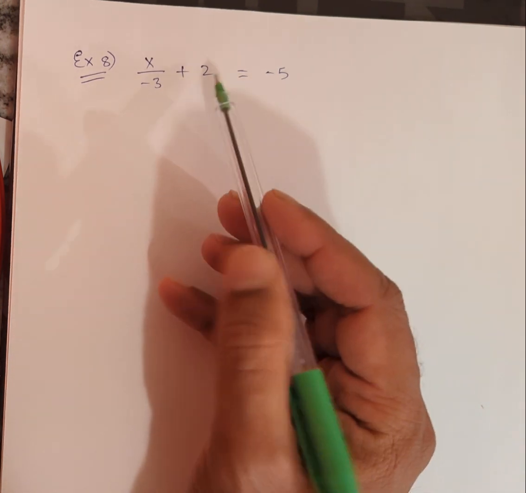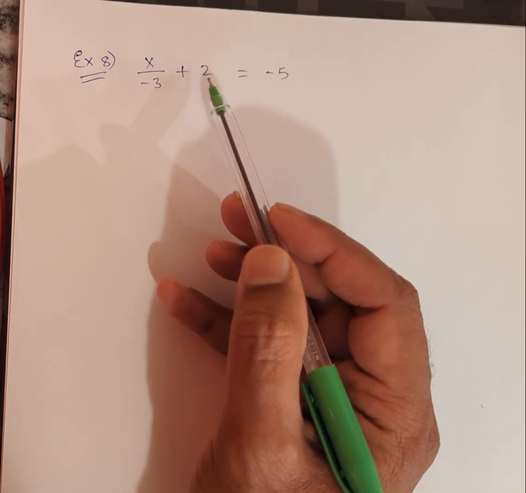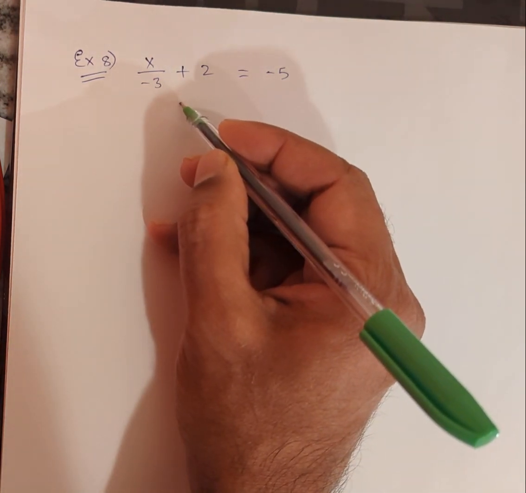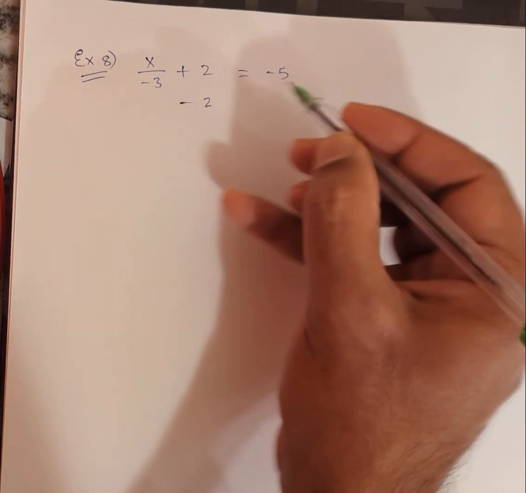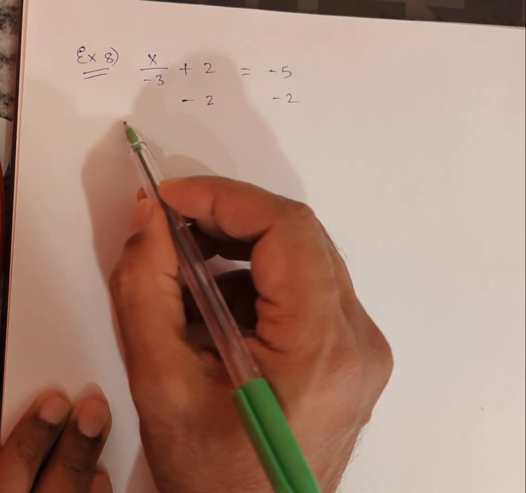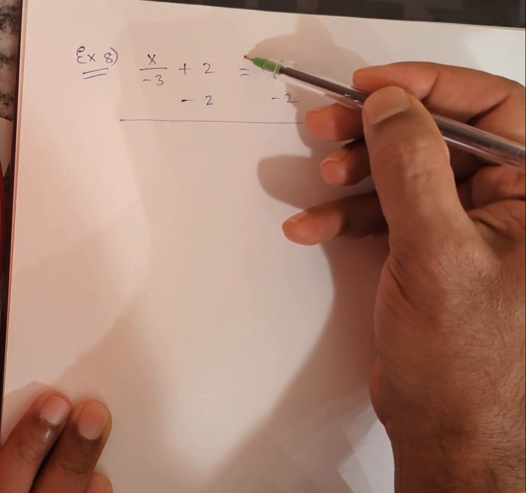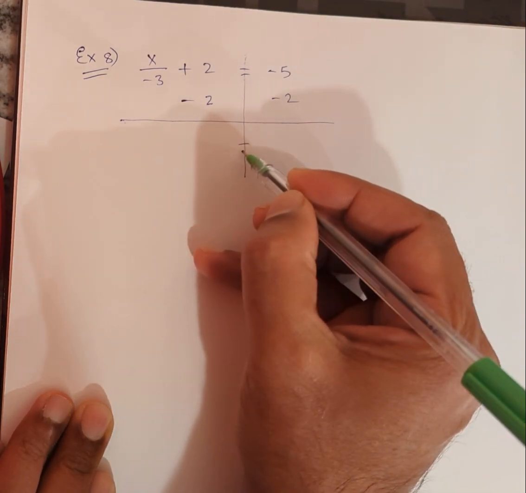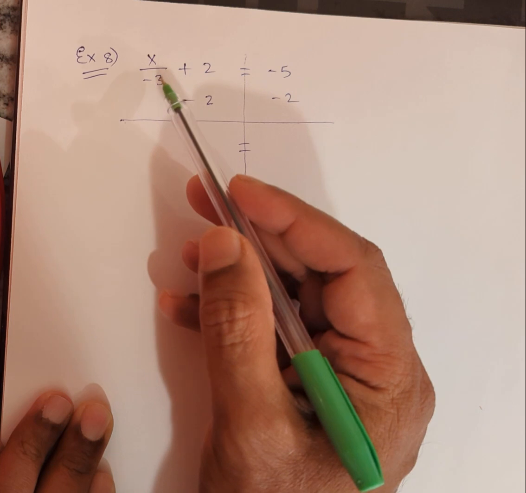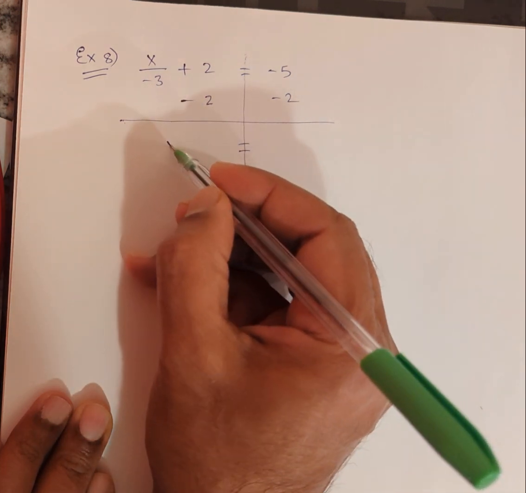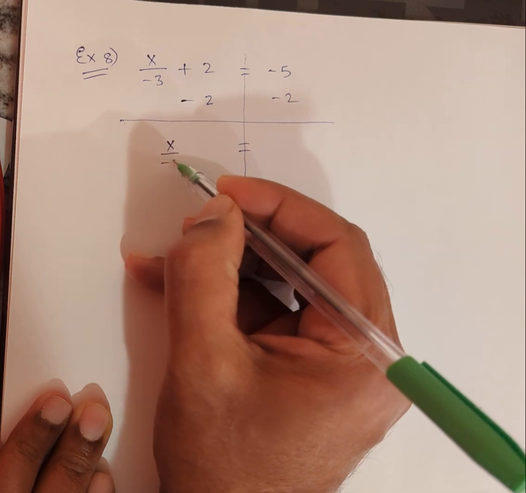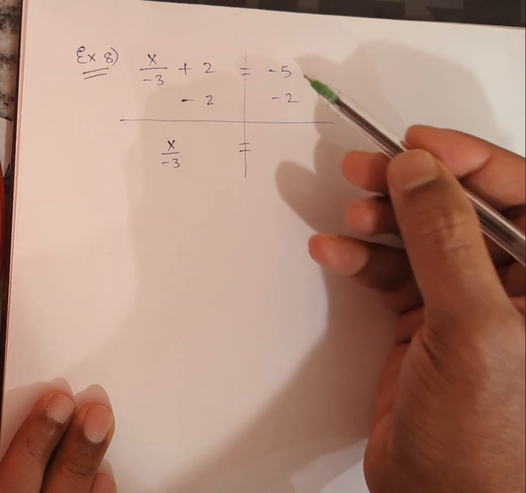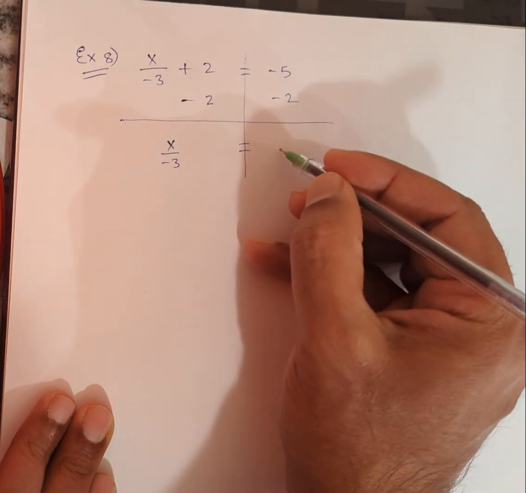So as before, we want to get rid of this plus 2. We want to get rid of the term that does not have x in it. So how do you get rid of that? You subtract 2 from both sides. Go ahead and do that. Now, draw a line through your equal sign so you don't mix the left and the right sides. On the left side, you're now left with just x over negative 3. The plus 2 minus 2 cancel each other out. Negative 5 minus 2 is negative 7.